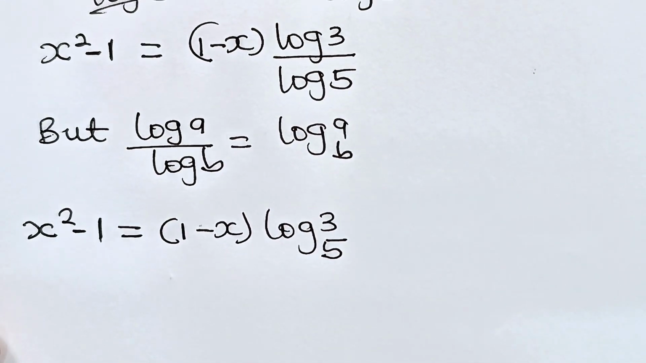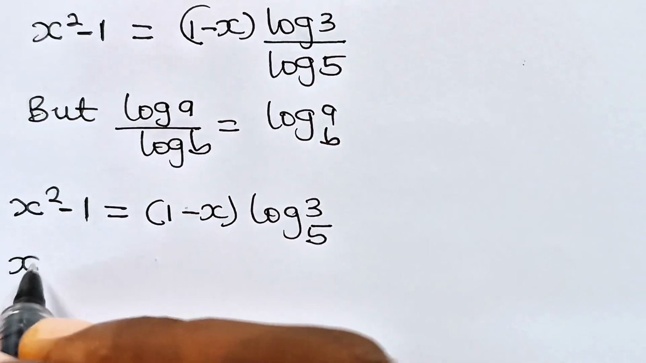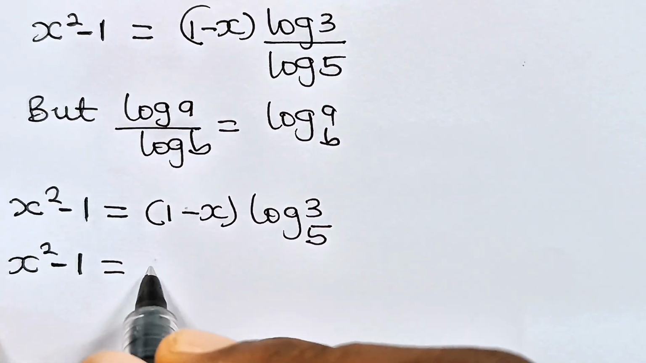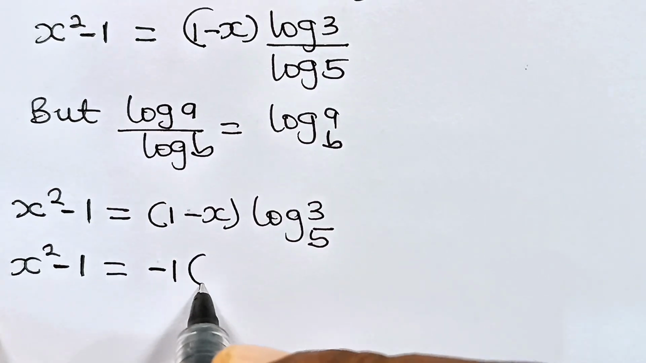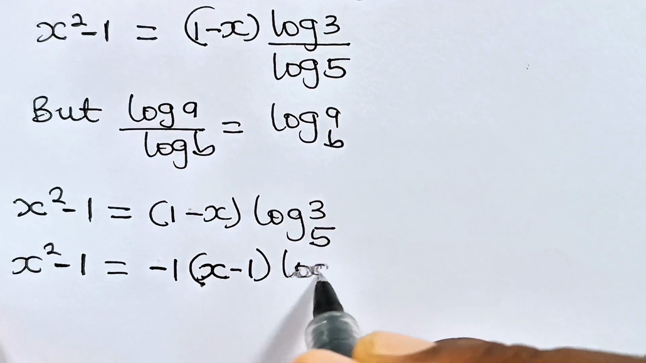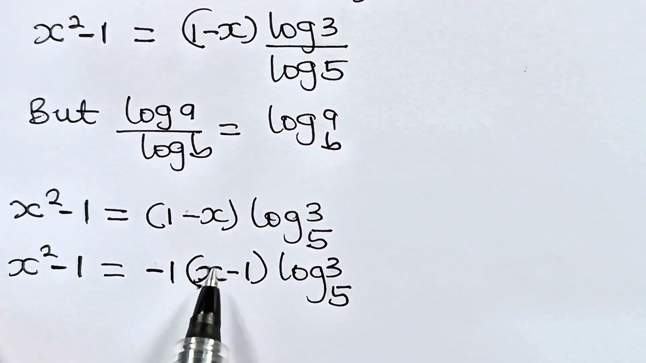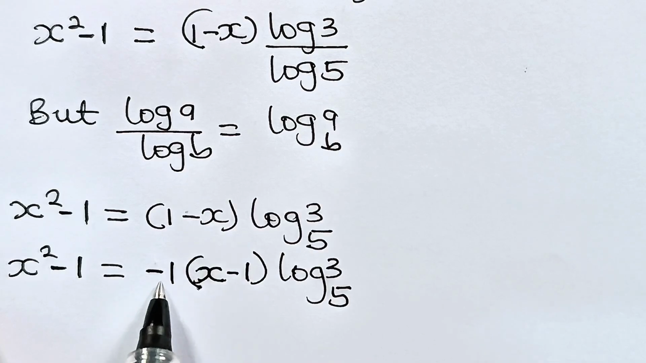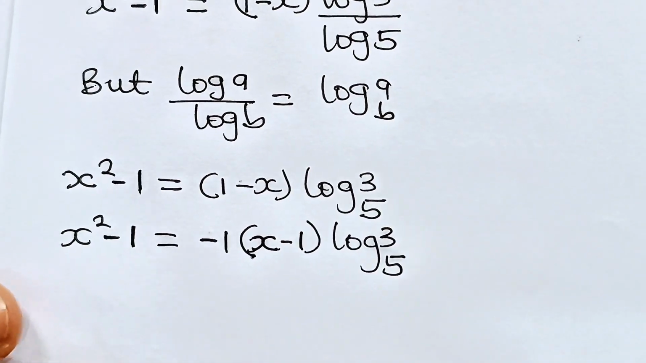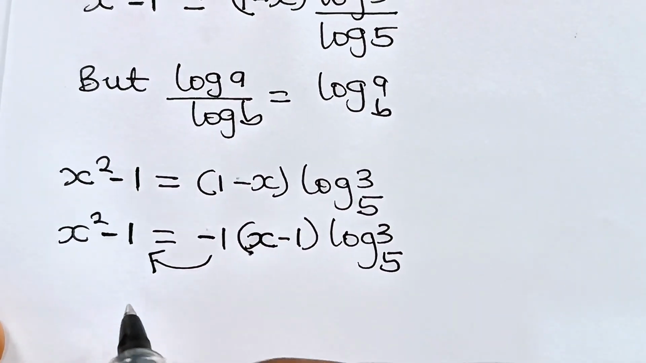Alright, now we can write this as x to the power of 2 minus 1 is equal to minus 1 bracket x minus 1 log 3 base 5. Because minus 1 times x will give us minus x, and minus 1 times minus 1 will give us plus 1. So we have not changed anything. Now let us transfer this to this side.